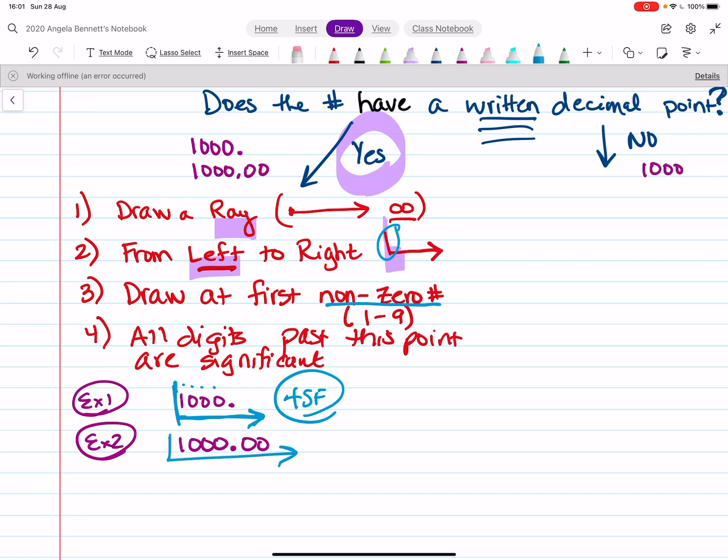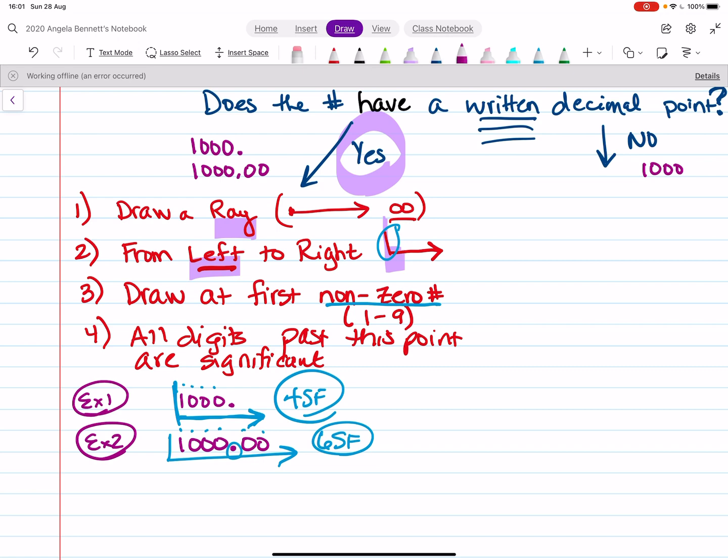You count. You have 1, 2, 3, 4, 5, 6. 6 digits. Notice this decimal point had nothing to do with the ray. It keeps going right past it, because all that decimal point does is tell me to start on the left-hand side. So that's the part that you have to memorize.